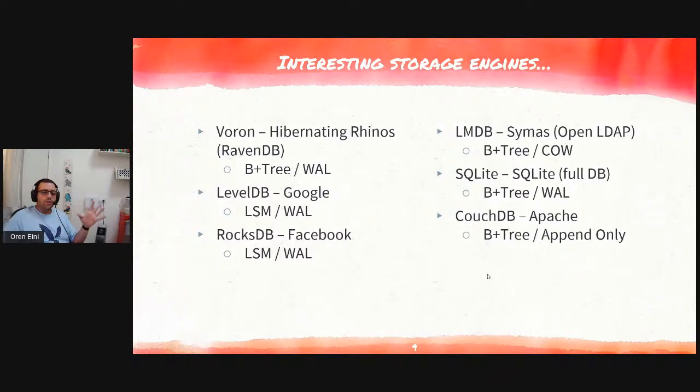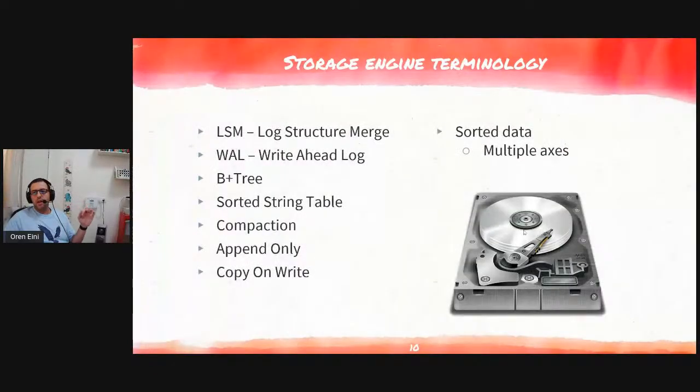So the first thing that you should notice is that there tend to be two important distinctions. B+Tree versus LSM, log structured merge. This is related to how you structure the data. Now, copy on write and append only, those are about how you maintain durability of the data. How do you implement transactions? So let's talk about this in a bit more detail.